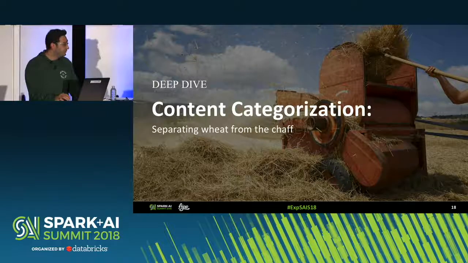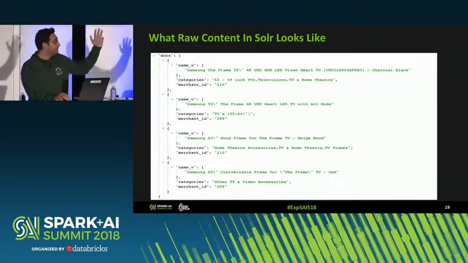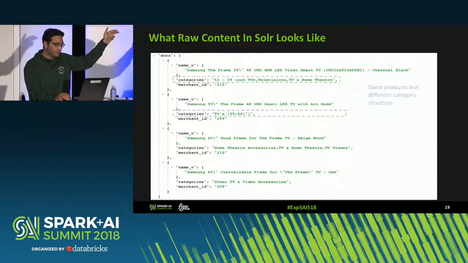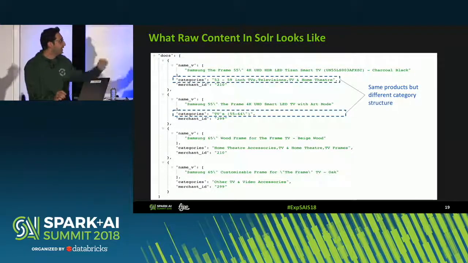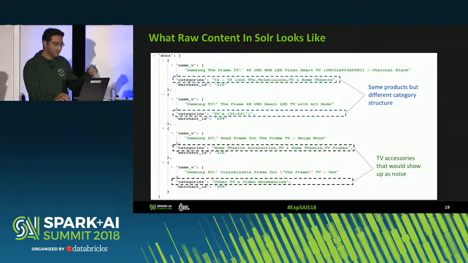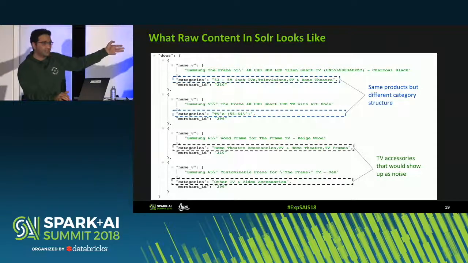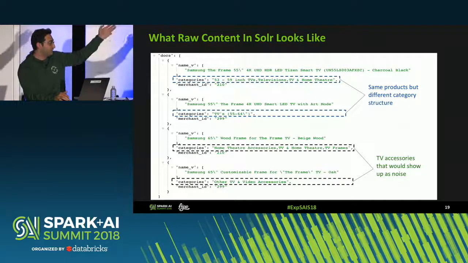So let's do a deep dive into the content categorization. This is what raw content in Solr looks like. On the top over here, you see a Samsung TV, which is exactly the same Samsung TV, but from two different retailers. If you can see, the categories are different, like I told you in the start. And in the bottom, we have the two accessories or frames or stands that basically come with these TVs. So the problem here is that both these products are basically the same but have a different category structure, and there's noise attached with them. So when you would search for Samsung TV, you would see the TV with the frames.